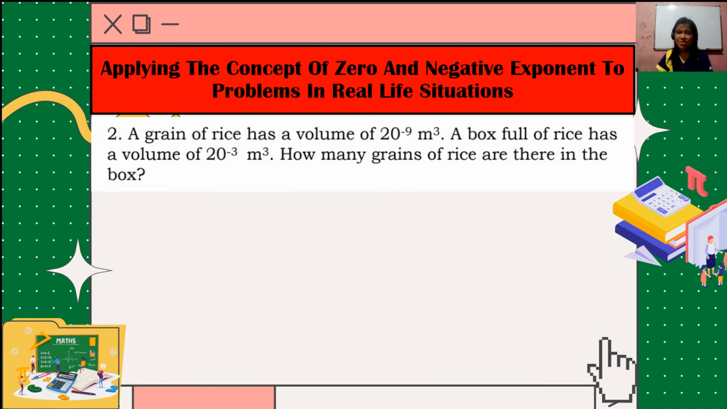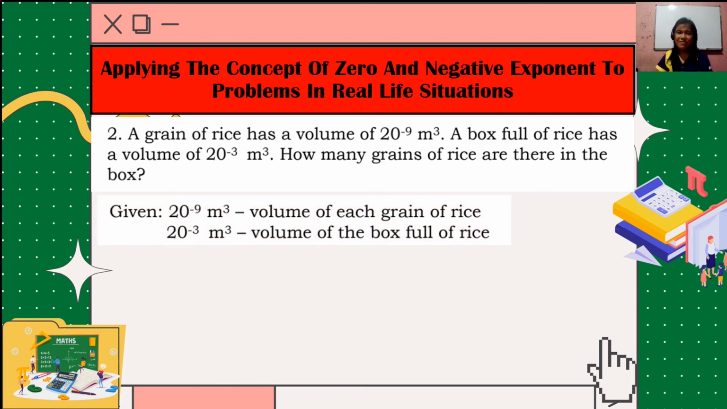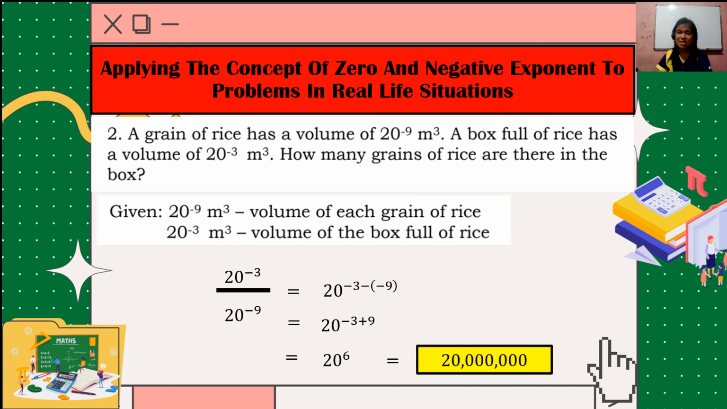Isa pa. A grain of rice has a volume of 20 raised to negative 9. A box full of rice has a volume of 20 raised to negative 3 cubic meter. How many grams of rice are there in the box? Paano gagawin? Divide po ito. Okay? So, from the given, divide natin si 20 raised to negative 3 by 20 raised to negative 9. And by the law of quotient, so dapat subtract natin yung exponent. So, negative 3 minus negative 9. So, magiging positive na yung 9, no? So, 20 raised to 6. 6 ba? Okay. So, 20 to the 6th is 20 million.